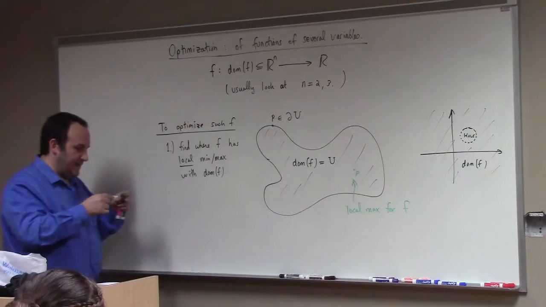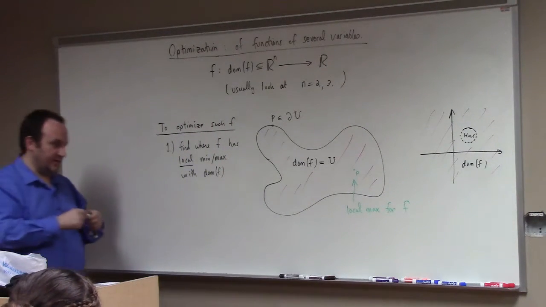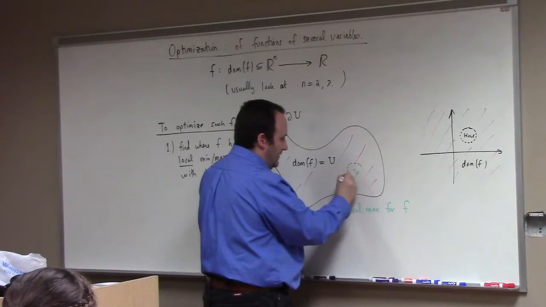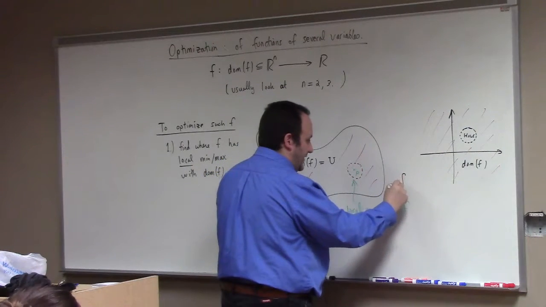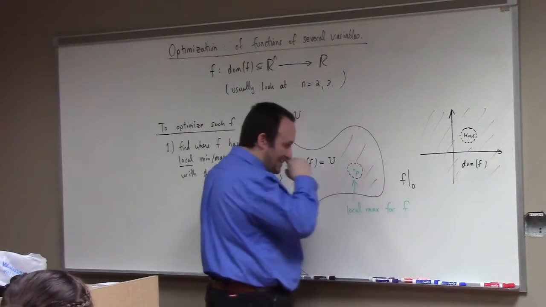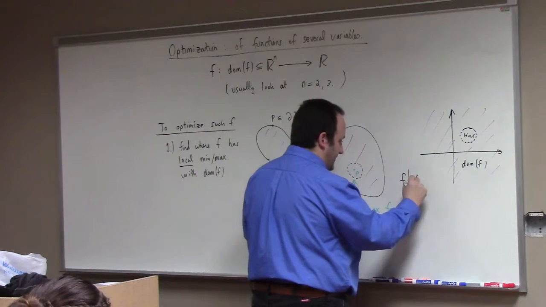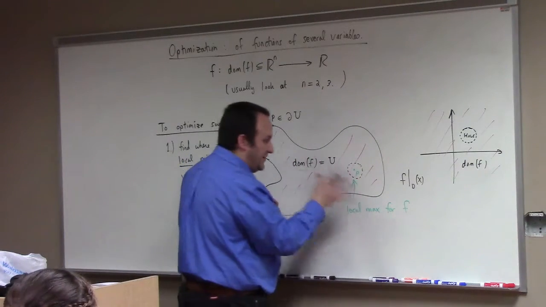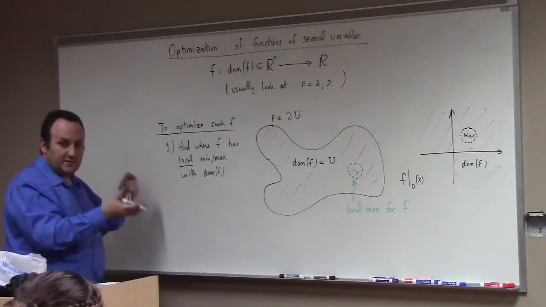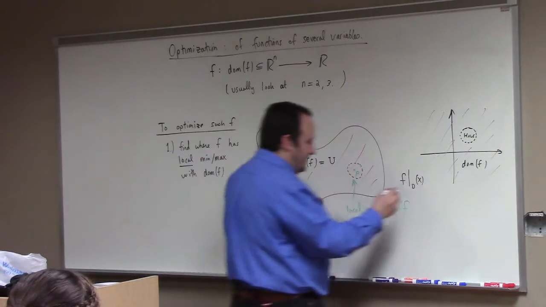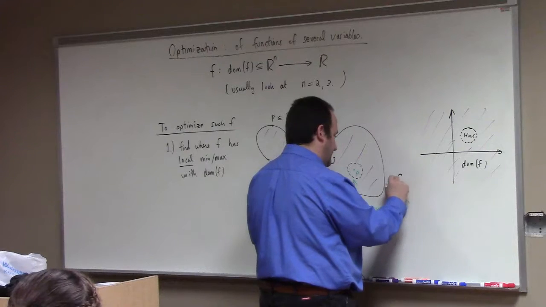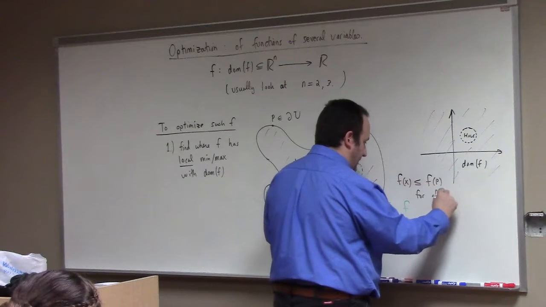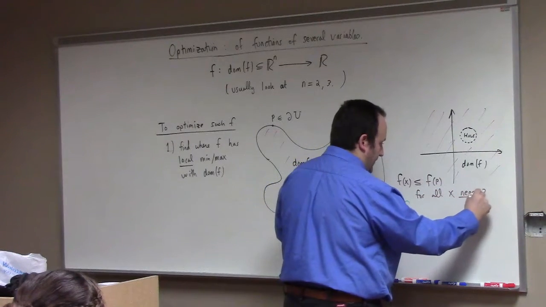What that would mean is I could find some little open disk around there, right? Such that if we take f and restrict it to the disk, any point in that disk, if it's a local max, that means what? That means that f of p is bigger than anything else close to that point. So I could just say this: f of x is less than or equal to f of p for all x near p.